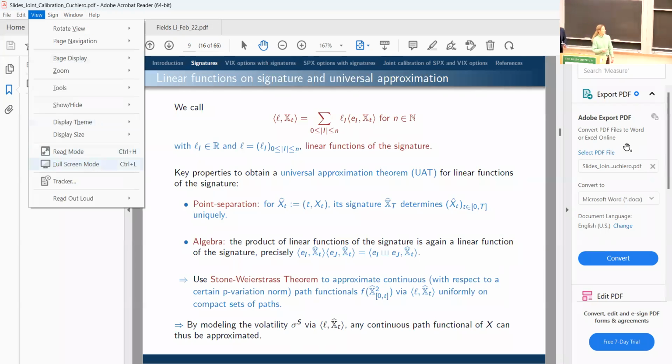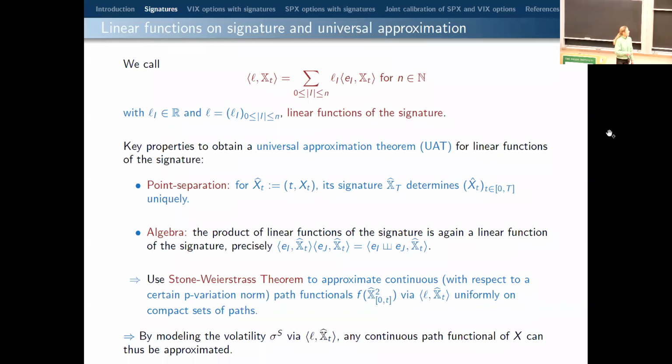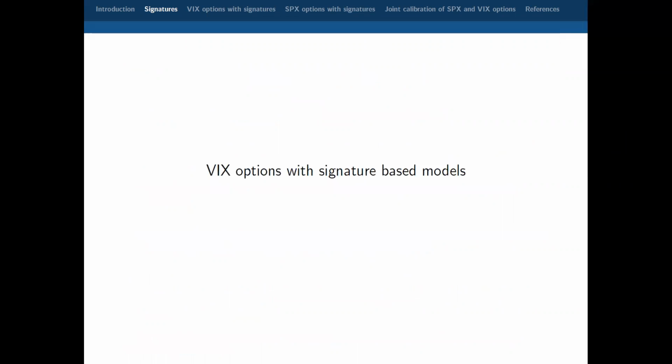Okay. Thank you. For our purposes, it means that I parameterize my volatility as such a linear function of the signature of some underlying process. So this means that any path functional of this X, so it's a very general framework, can be approximated via this linear function.